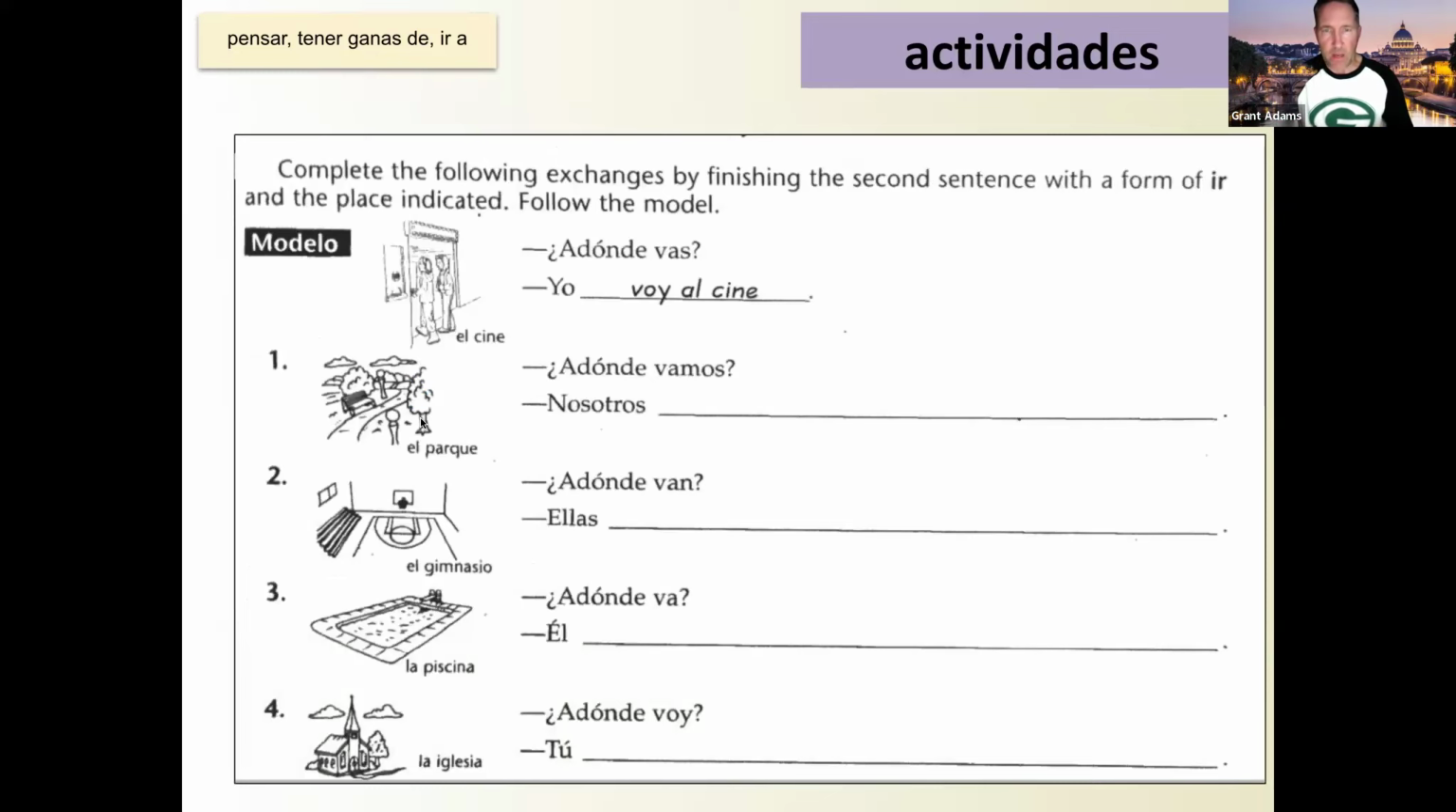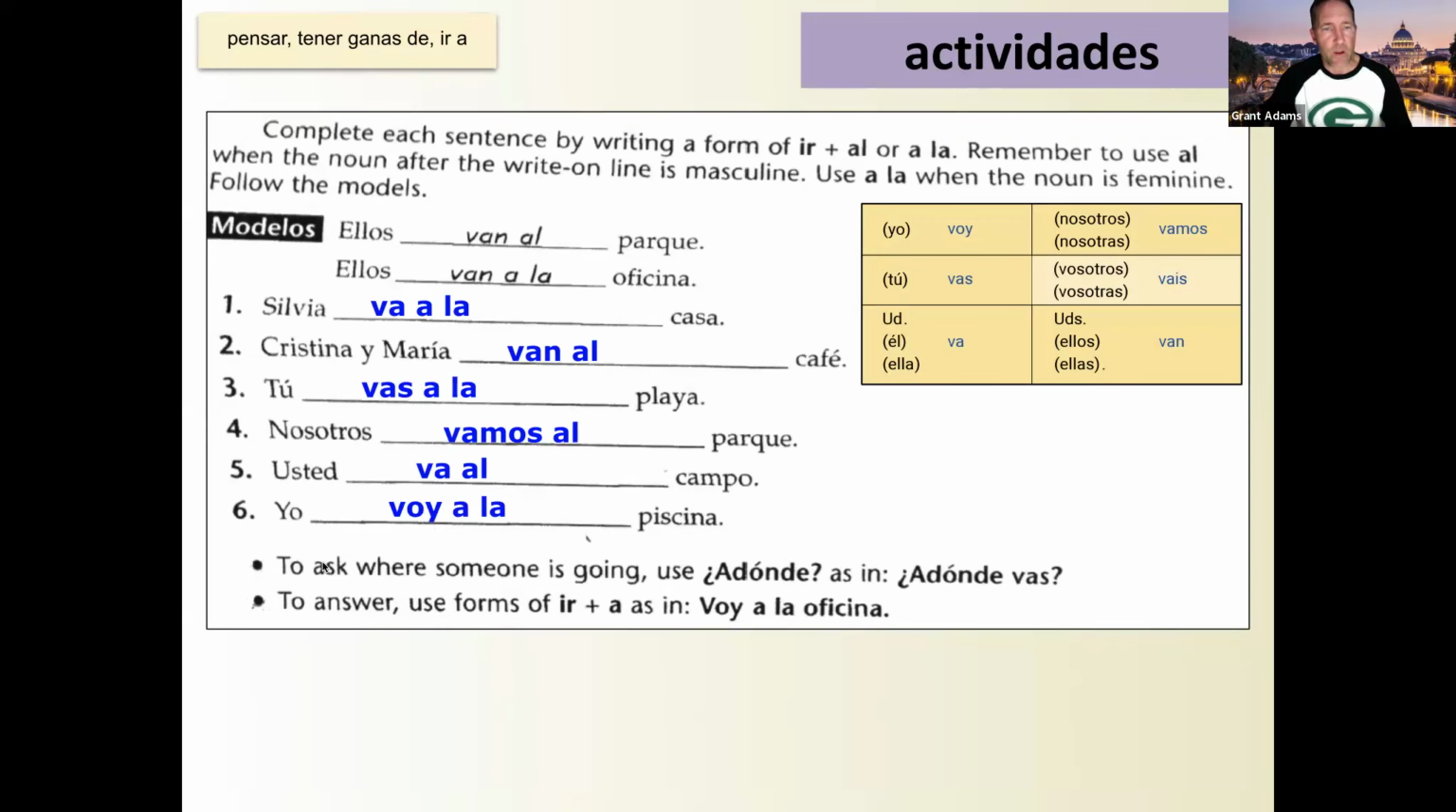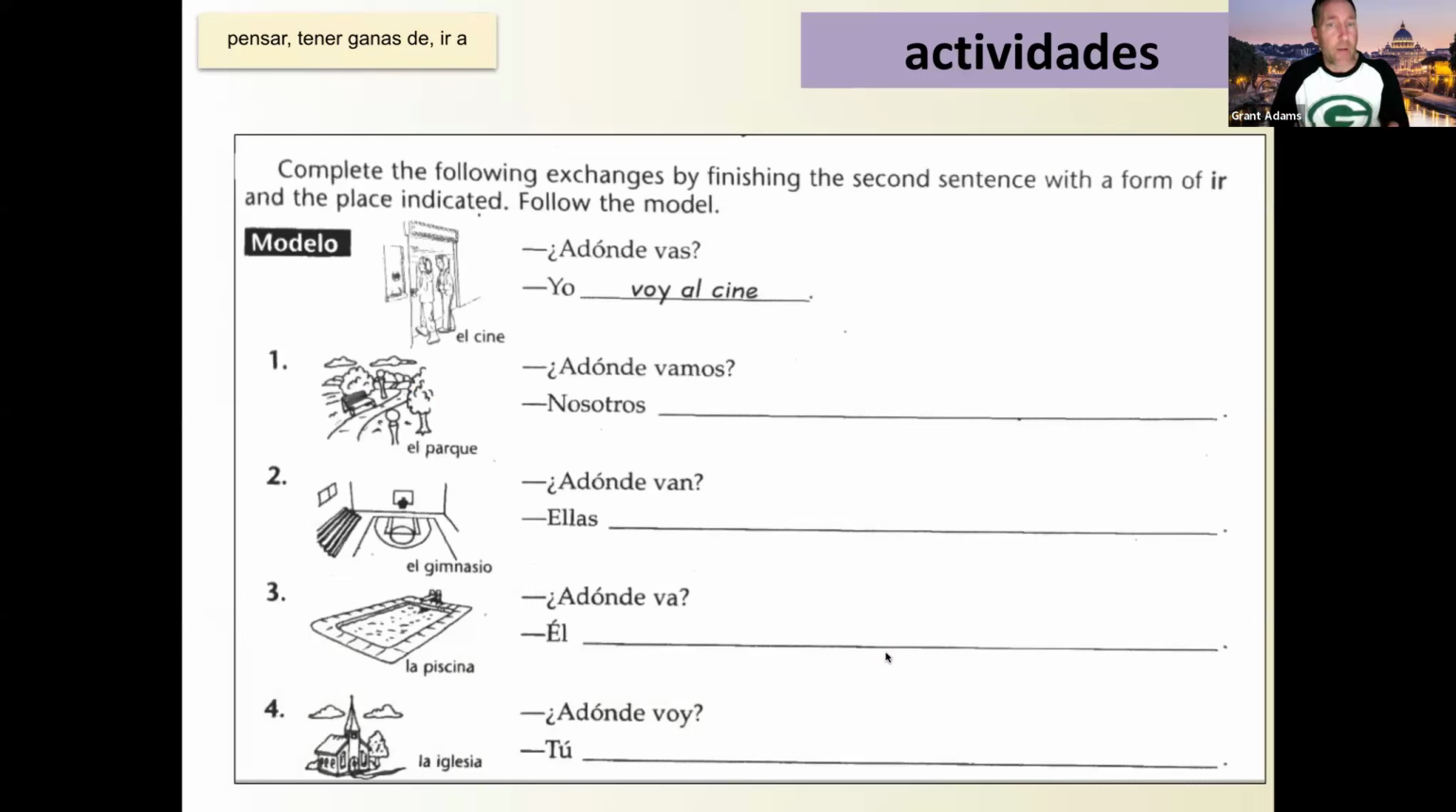¿A dónde vas? And I'm piggybacking off of this question down here. To ask somebody where the person is going, you use ¿a dónde? ¿A dónde vas? Because you're technically saying, to where are you going? Not just dónde. Yo voy al cine. Hey, ¿a dónde vamos? We're hanging out together. Hey, where are we going? By the way, we're driving and I'm asking you, where are we going? ¿A dónde vamos?